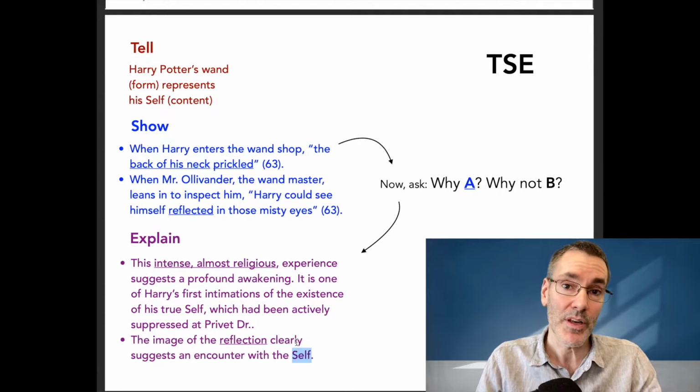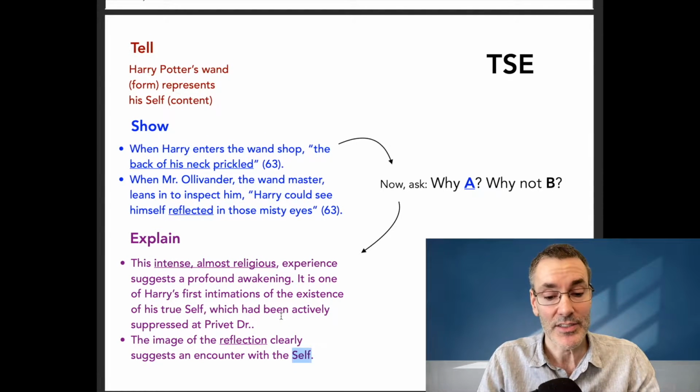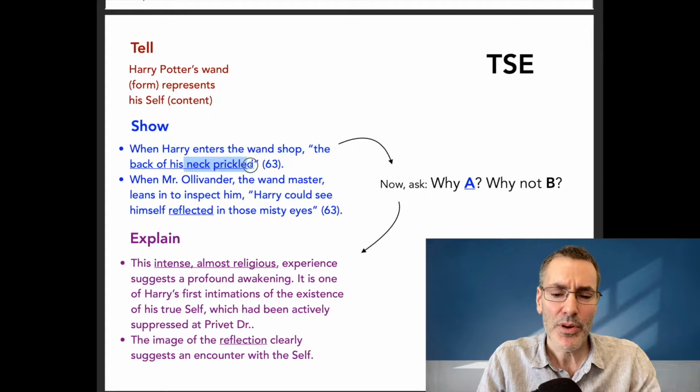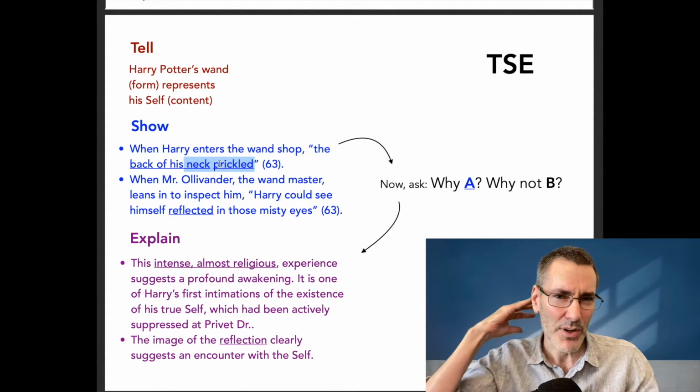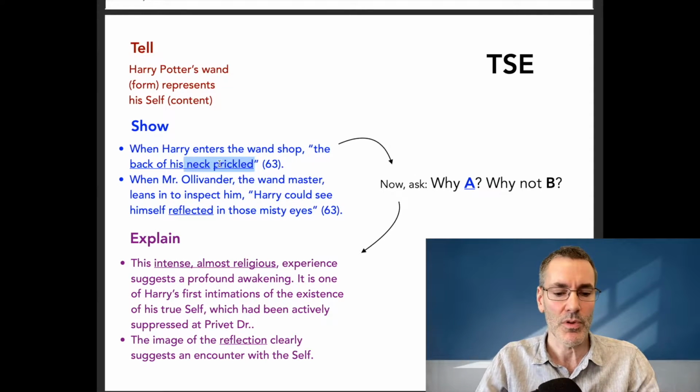And what does the mirror mean? The mirror means you're looking at yourself. So that makes a lot of sense. The back of the neck prickled? What could the significance be about that? Why not just, he felt excited? You watch a hockey game or something like that, and you feel excited about something, but the back of his neck prickled. There's something else about that. Well, let's have a look.